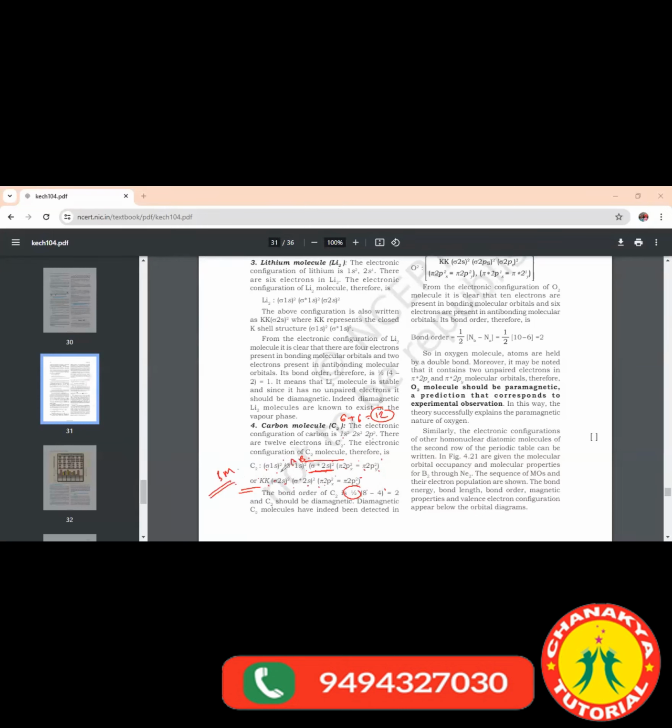If you see here, 1s2, 2 electrons. Then here also 2 electrons in anti-bonding. Again here 2 electrons in anti-bonding. Correct? Then how many here? Bonding, that would be 4 electrons. Correct? 4 and 2, 4 and 4, 8 minus 4. That will be equal to 2.